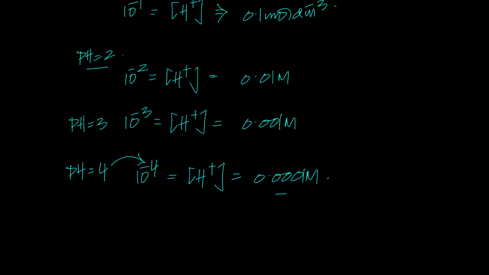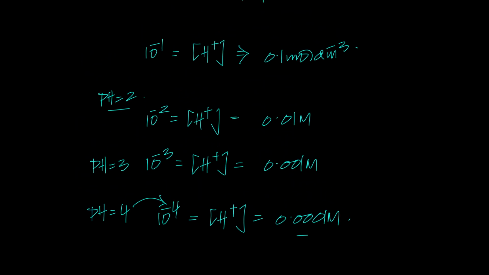0.0001 molar or mole per dm cube. So it would not be incorrect for me to say, and these are all for MCQs by the way, listen to this very carefully, if there's a change of 1 pH unit, the hydrogen ion concentration changes by 10 folds.